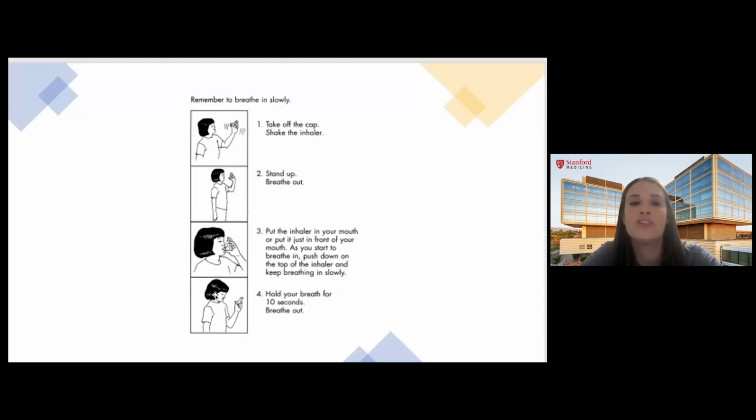If your inhaler requires you to do a second puff, then you have to do steps 2, 3, and 4 all over again. You don't need to reprime, but you do breathing out, putting it in your mouth, and doing the slow, deep breath in after you push, and holding in for 10 seconds.